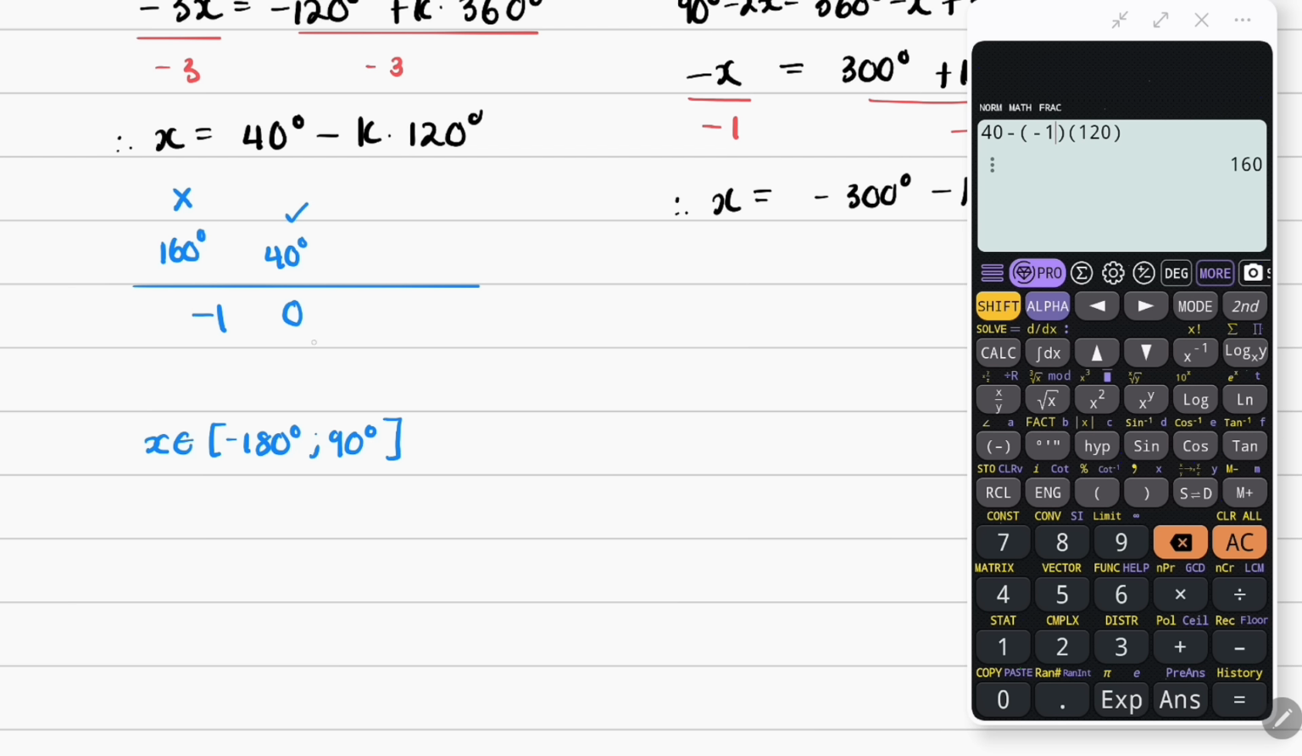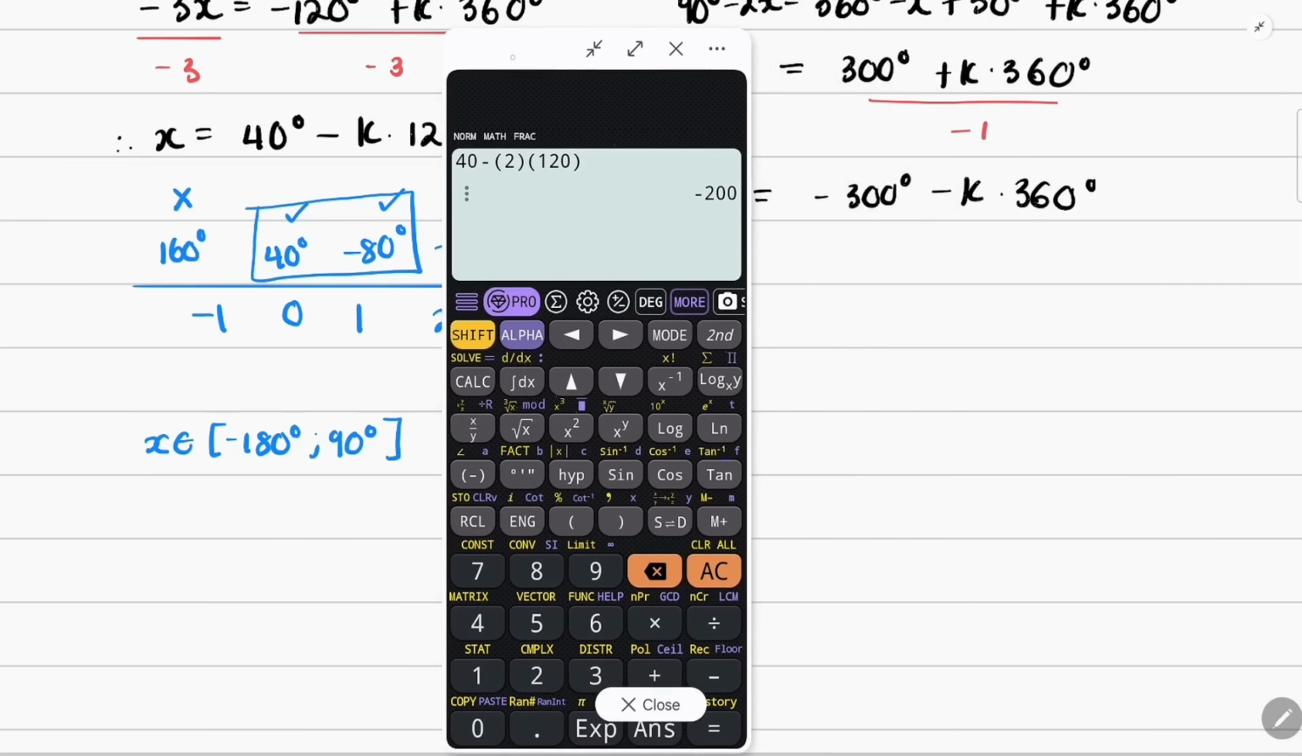Okay. And then let's try positive 1. If we try positive 1 over there, we get negative 80 degrees. That is within our interval. Okay. And let's try 2 because 1 worked. So if we try 2, we get negative 200 degrees. And you can see that that is below our interval. That's not going to work. And so the only two answers that we accept here are 40 degrees and negative 80 degrees.